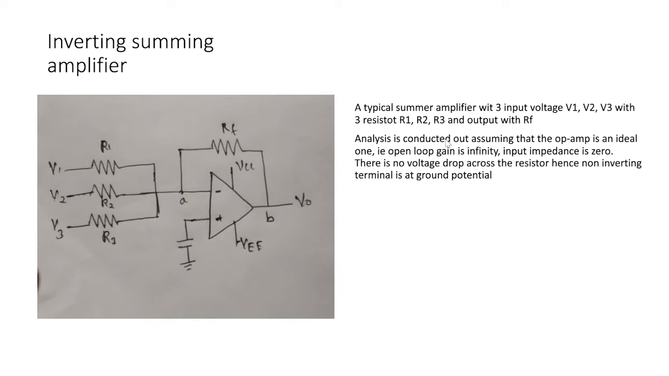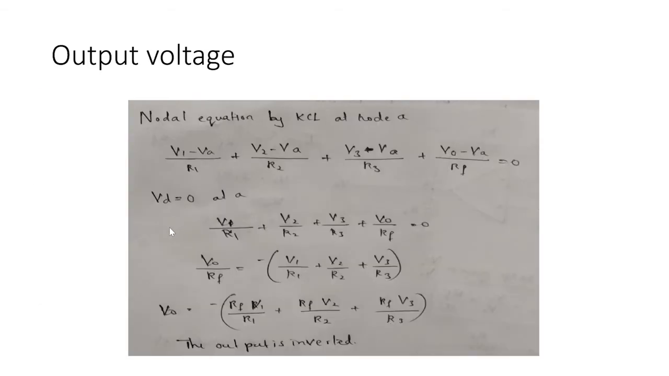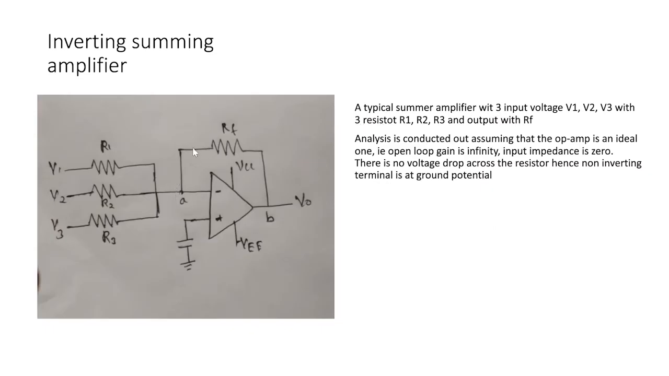The analysis is carried out assuming that the op-amp is ideal, that is, open loop gain is infinity and input impedance is infinity. There is no voltage drop across the resistor, hence the inverting terminal is at virtual ground. Here the non-inverting terminal is at ground potential. For the output of the summing amplifier, we write the nodal equation by KCL at node A.